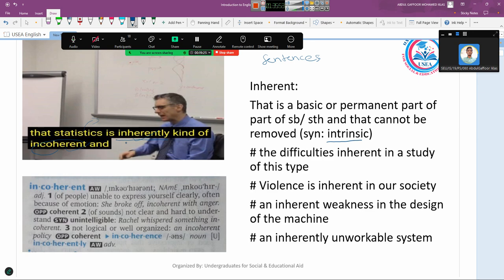The difficulties inherent in a study of this type. So this is just a phrase, right? If you don't understand, just skip that. Violence is inherent in our society. So what do you understand by this sentence? Violence is inherent in our society. From the origin of our society, the violence exists. We cannot remove it from our society. That's the meaning of this sentence.